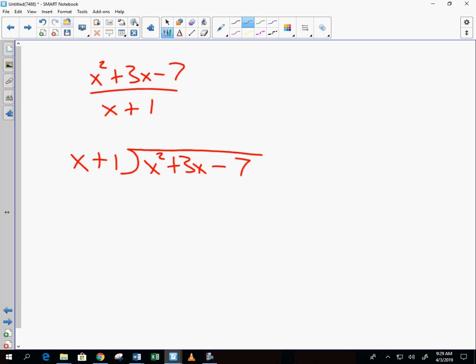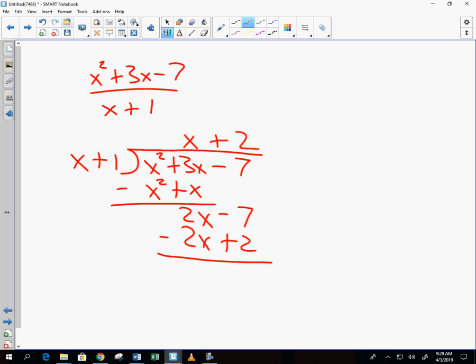What do you multiply x by to get x squared? So we put the x here. We multiply back through. What do you get? Subtract, and you get 2x. Drop the 7. What do you multiply x by to get 2x? 2. Multiply through. 2x plus 2. Subtract, and you get negative 9. So the remainder is negative 9. So we have minus 9 over the divisor, x plus 1.